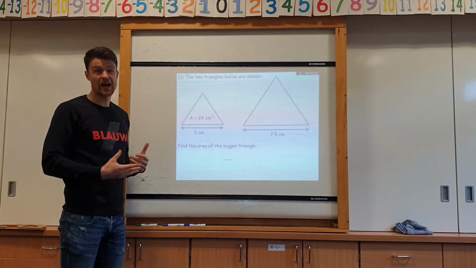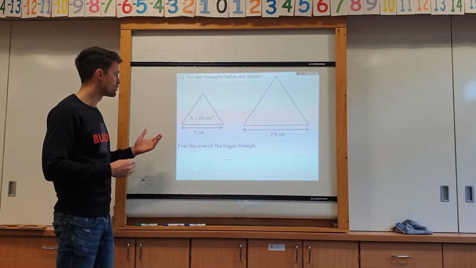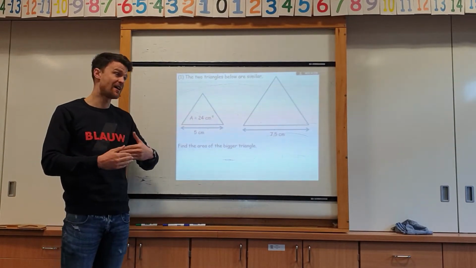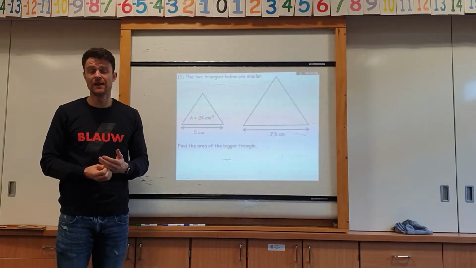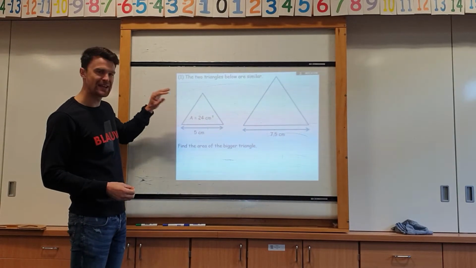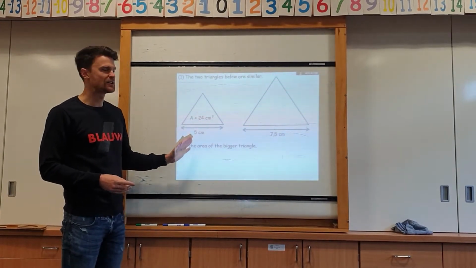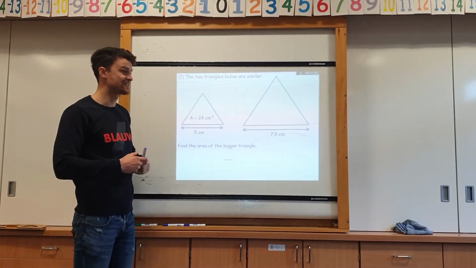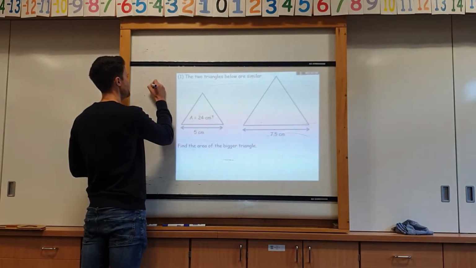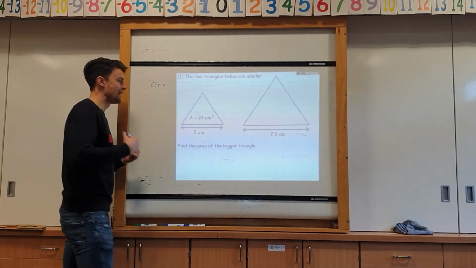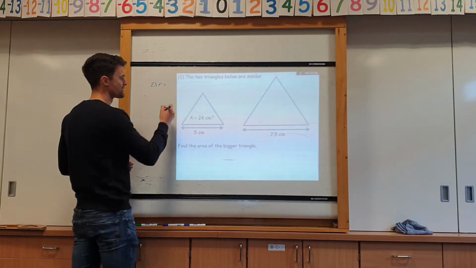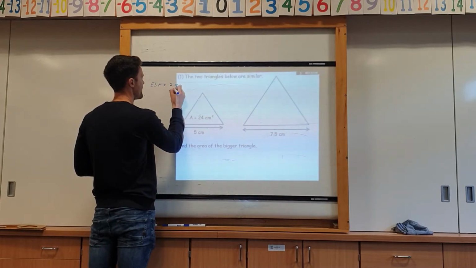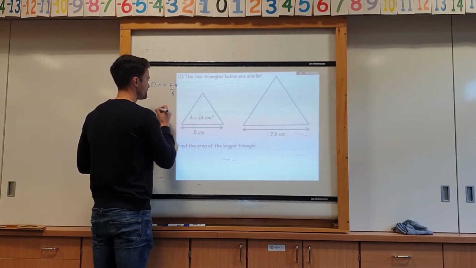So again, we start off in the same way. What we're trying to work out is, is it an enlargement or is it a reduction? If we look at this, I've got the area and the base of the smaller triangle. I'm being asked for the area of the bigger triangle, so it's an enlargement scale factor. So again, I'll just write that down. Big over small for the enlargement scale factor, so I've got 7.5 over 5.